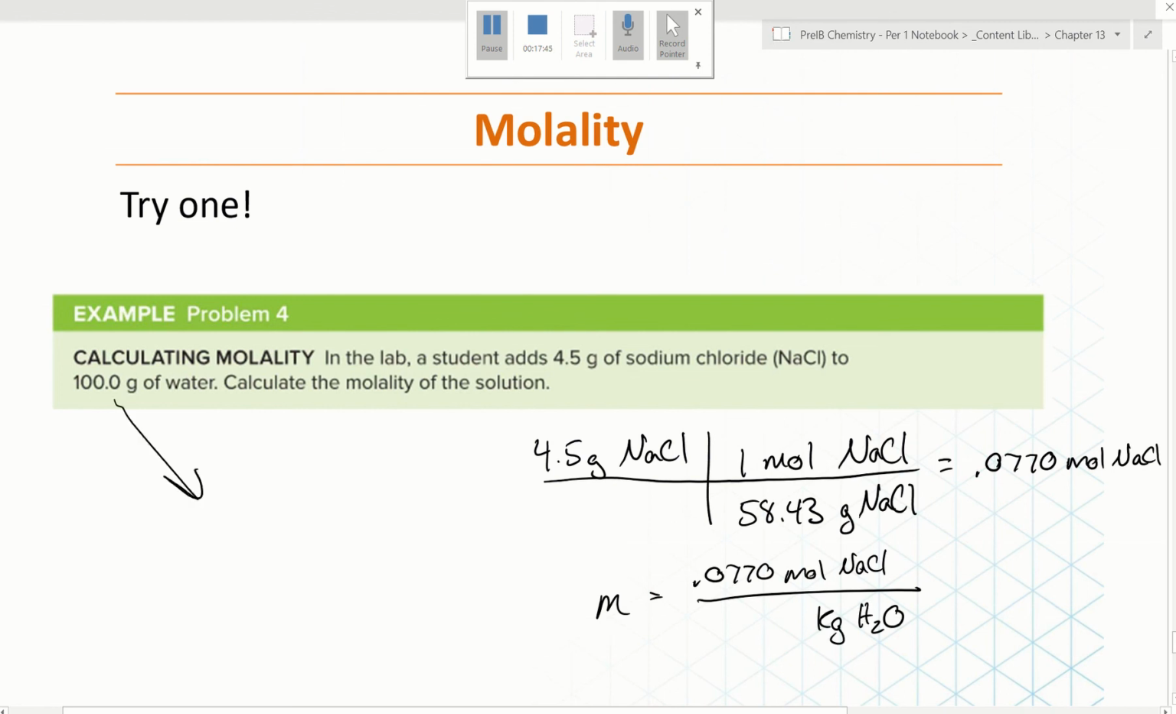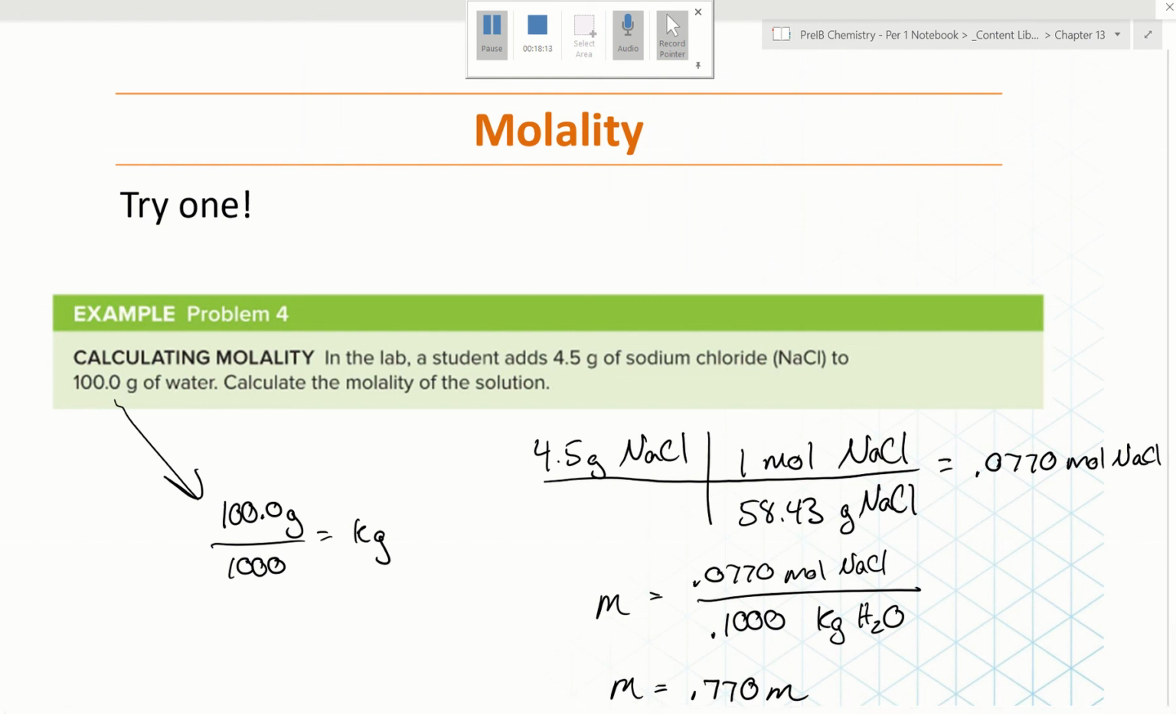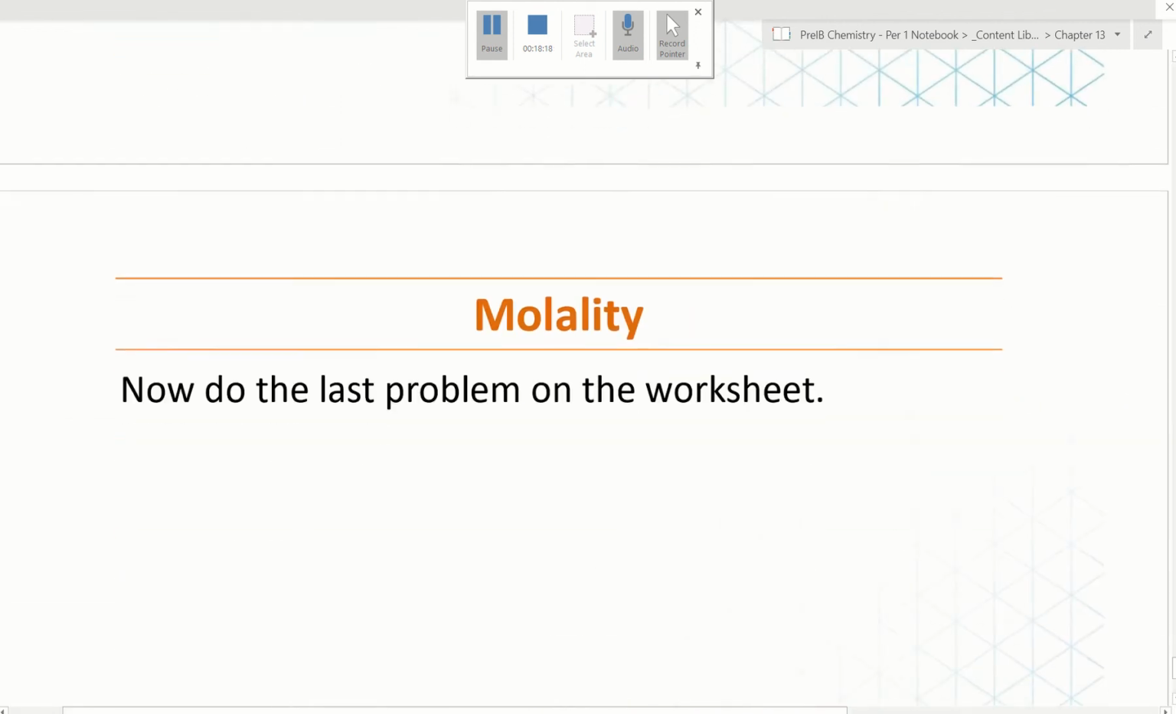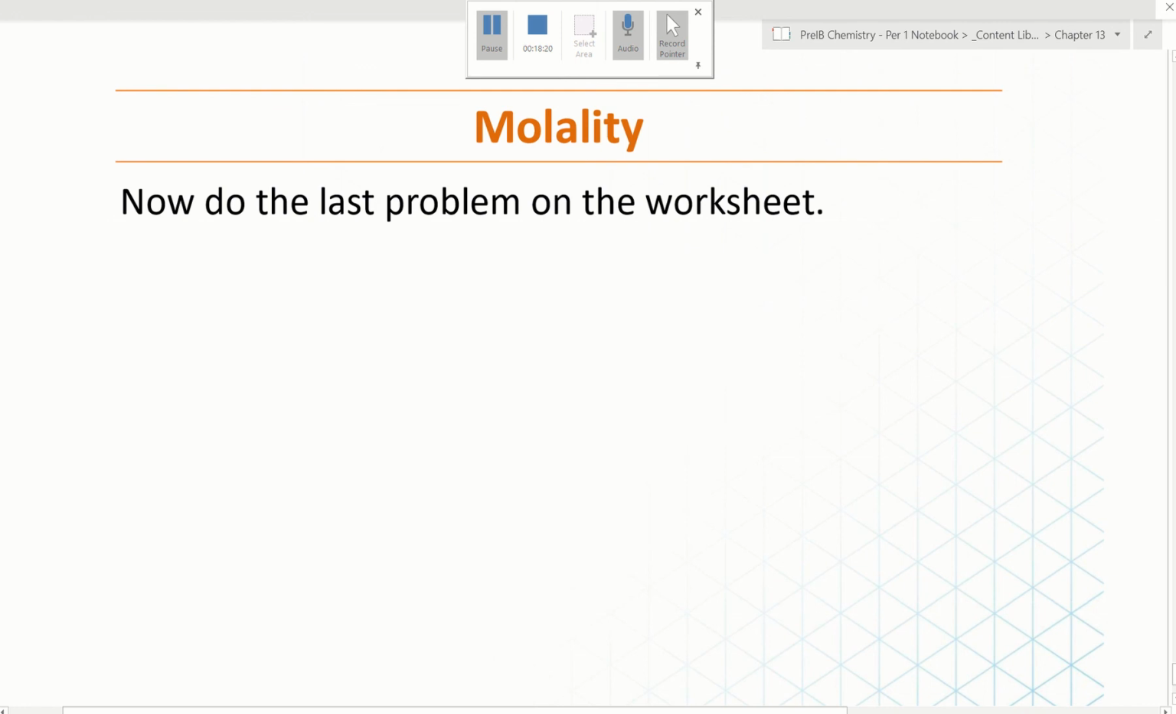Now this says 100 grams of water. So if it's 100 grams of water, I have to take 100.0 grams and divide it by 1,000 to equal kilograms, which gives me 0.1000. And when I do that, the molality is equal to 0.770 molal, which is this italicized M. All right, so hopefully you've seen how to calculate that guy. Again, you can rewind the video and watch it again. Now you can do the last problem on the worksheet.